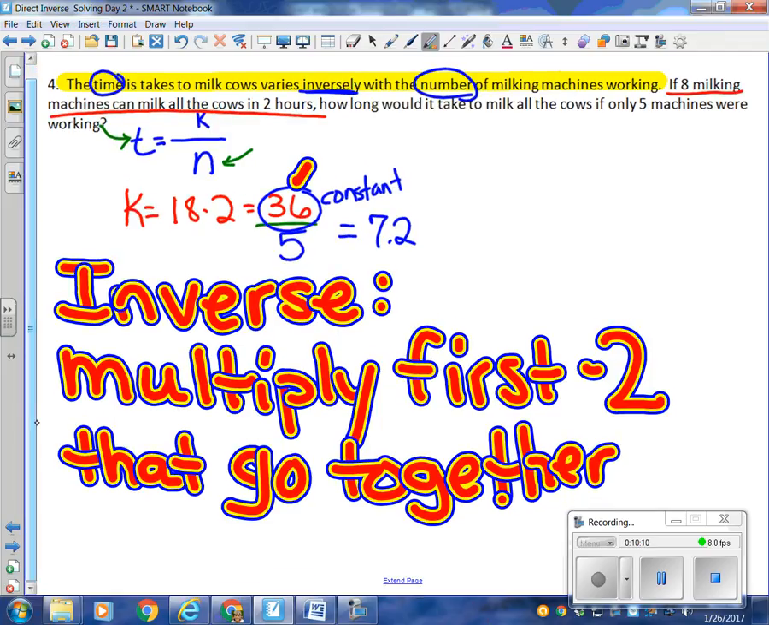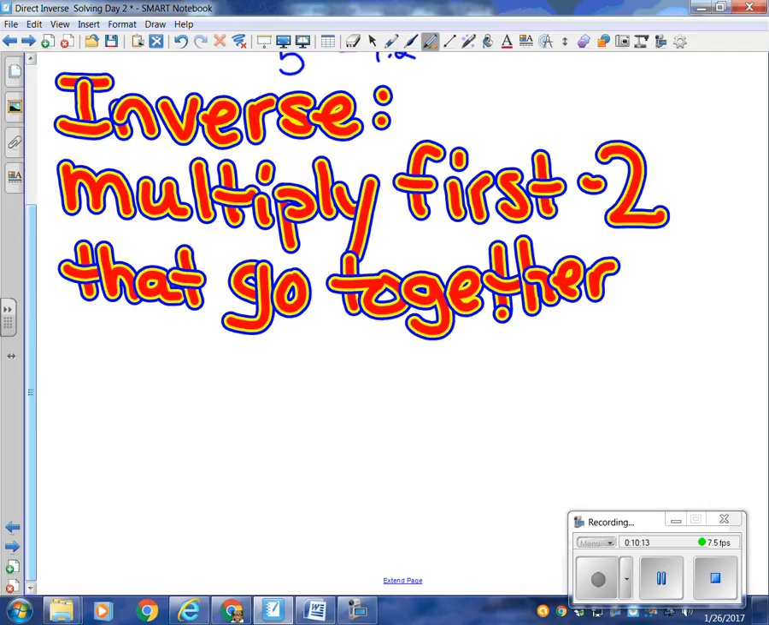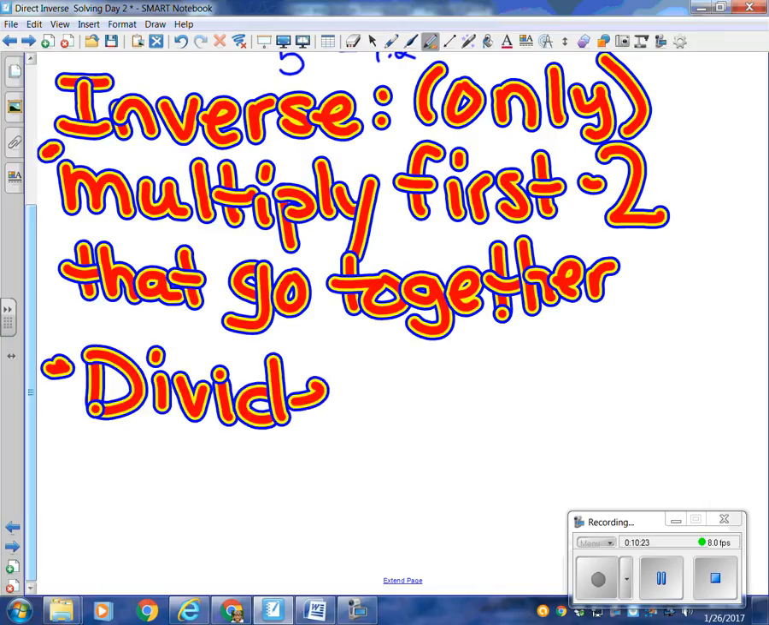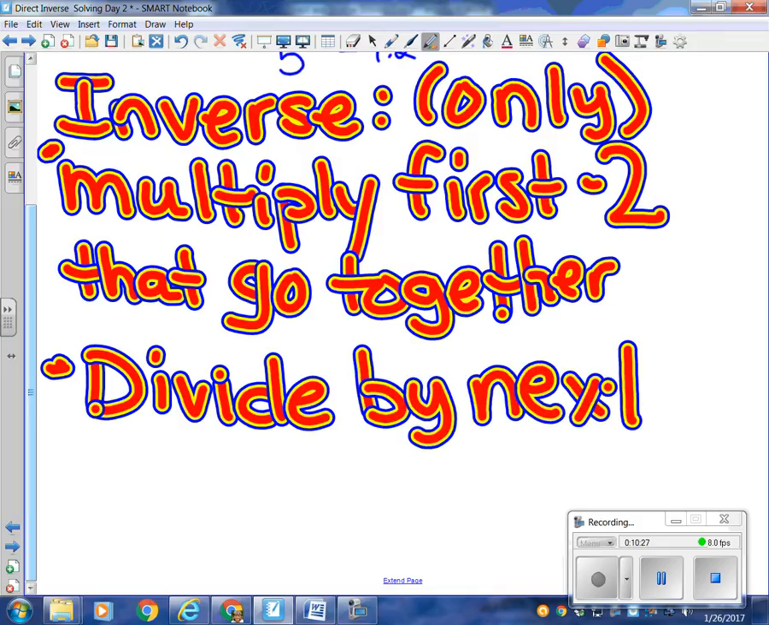Then, this is for inverse only. Okay, it only works for inverse. So after you multiply the 2 that go together, then you're going to divide by the next number. So this only works if it's just inverse. Please don't do this for direct. So inverse only: multiply the first 2 that go together and divide by the next.